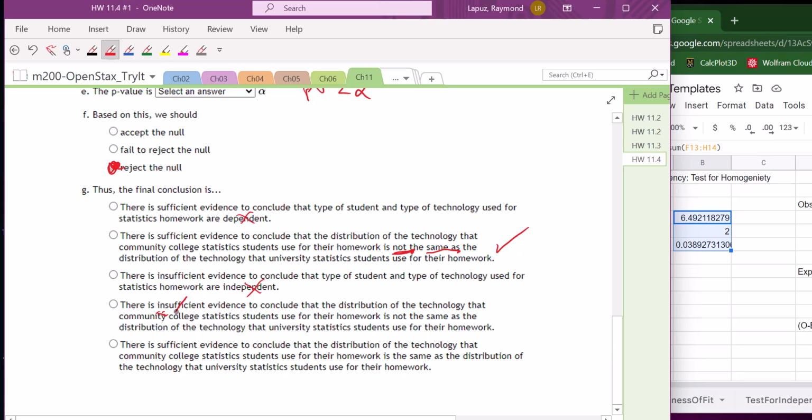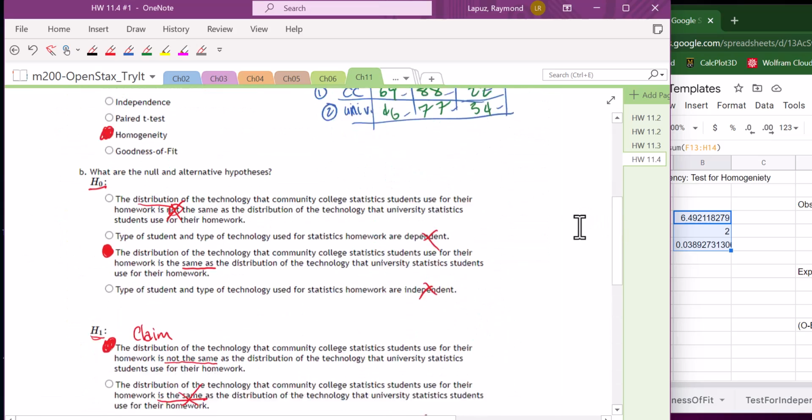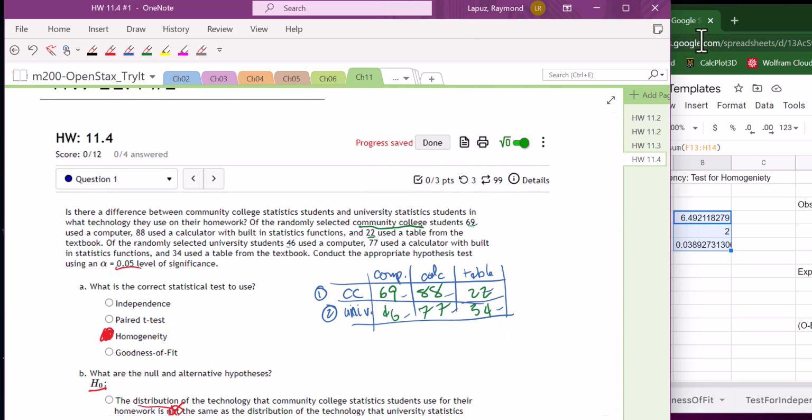So I don't think it's going to be this one. Sufficient evidence to conclude that technology is the same. This is saying it's the same, and this is not what we wanted because we rejected the statement that says the same. So we'll stick with the second one as our choice. Okay, and then that's it. So this is our test for homogeneity. I hope that helps. Good luck.